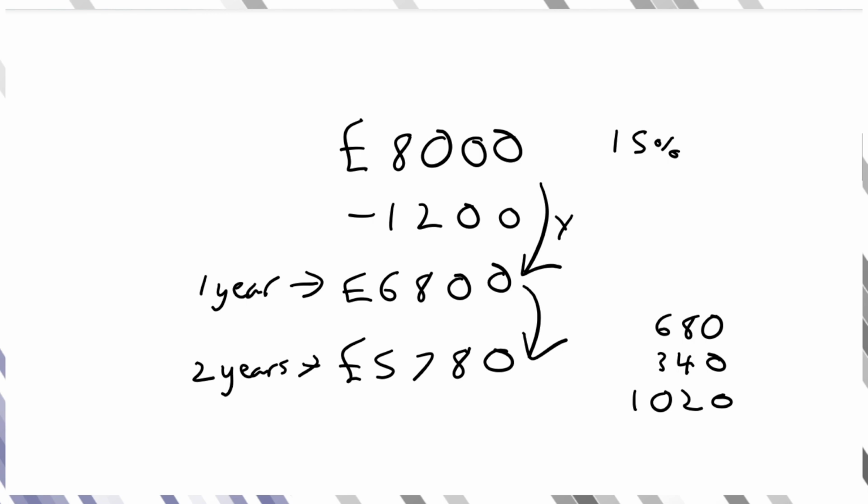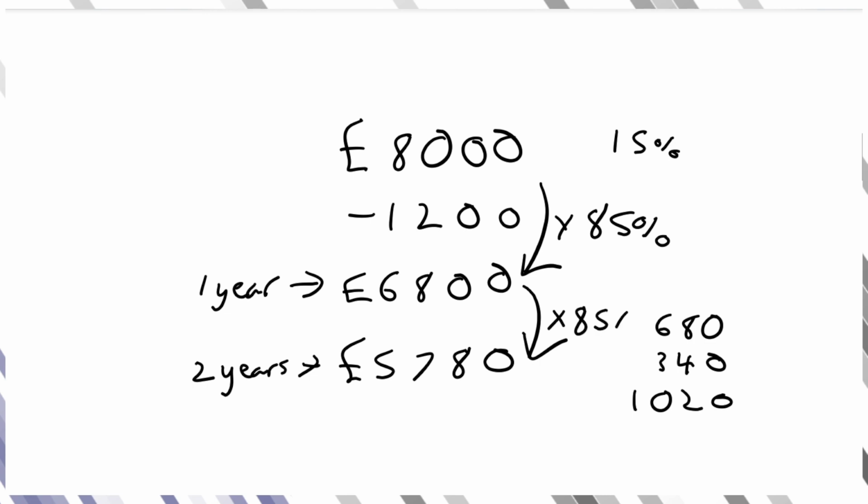Now, each time we're taking away a different amount, but we are also multiplying by the same amount each year. So to multiply 8,000 by a number that will make it 6,800, we need to take 15% away from 100%. So this amount, if we multiplied it by 100%, that would be the same as multiplying it by 1. If we take away 15% from 100%, we will get 85%. So we're timesing this number by 85% each year.